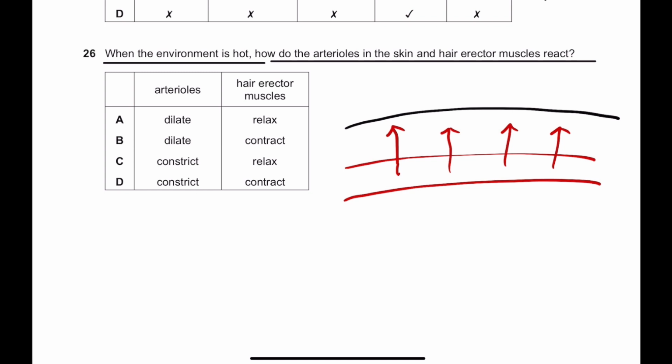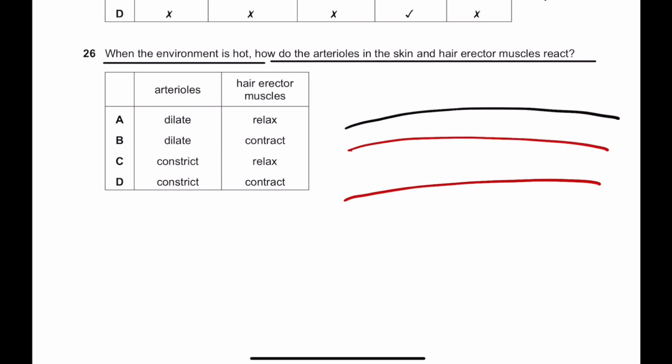So the arterioles under your skin will dilate. They increase in size so that they become closer to the outside, so they can radiate more heat energy. So dilate is the answer, and the answer should be either A or B.